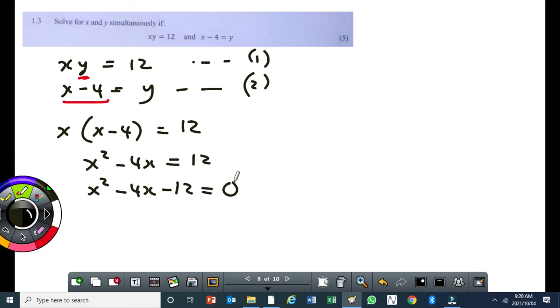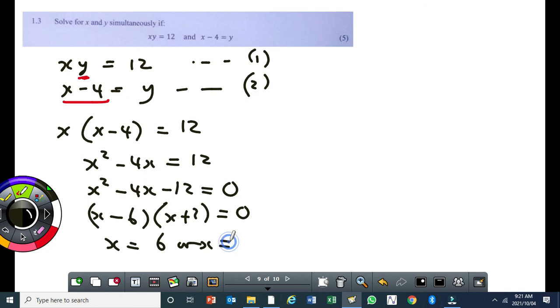Then you factorize this: (x minus 6)(x plus 2), or you can use the quadratic formula if you feel that you can't factorize. So your two values of x will be x equal to 6 or x equal to negative 2. Now, these are very important steps. This substitution here is very important. The standard form, the factorization, or if you use the quadratic formula, you substitute into it and get both x values. That's very important.